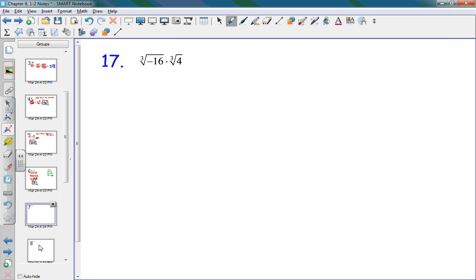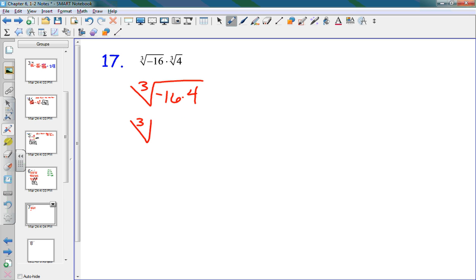Again, 17. See how I'm trying to do at least 2 problems from every section on tonight's homework? See that? 17. The cube root of negative 16 times the cube root of 4. Do they have the same root? Yes. What do you think I could do? Marry them. So if I do that, I have the cube root of negative 16 times 4.